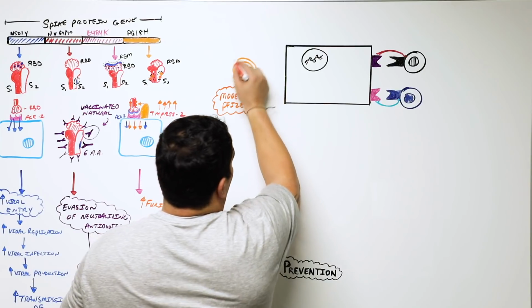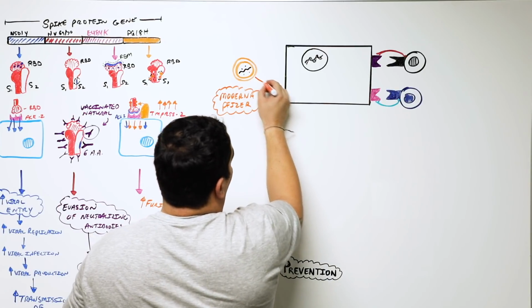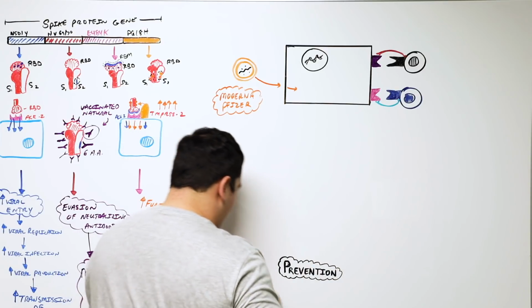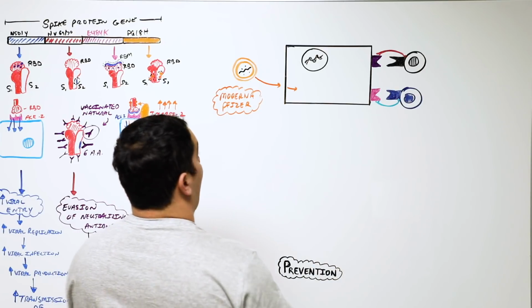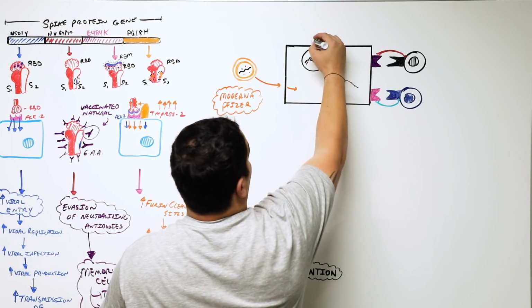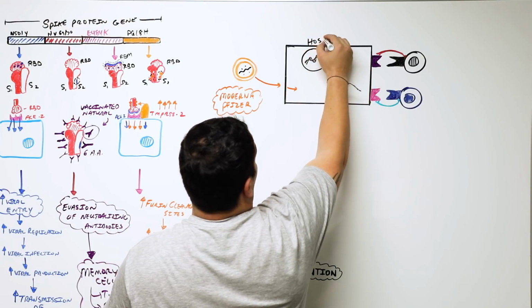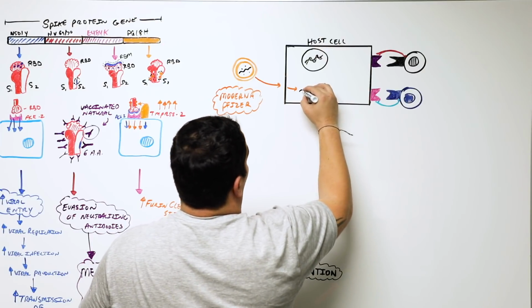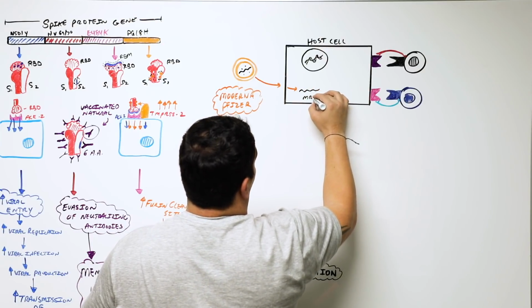Remember, these vaccines have a lipid nanoparticle and they have mRNA that gets taken into the cell. Once it's taken into this cell, what happens? Let's say that this is just some type of host cell. It could be any cell in your body that takes in this vaccine. Once it's taken in, it releases the mRNA.